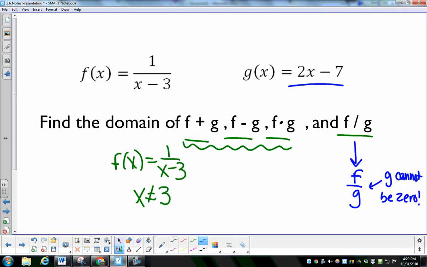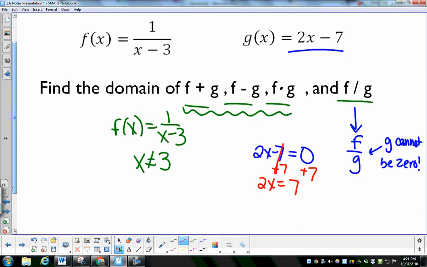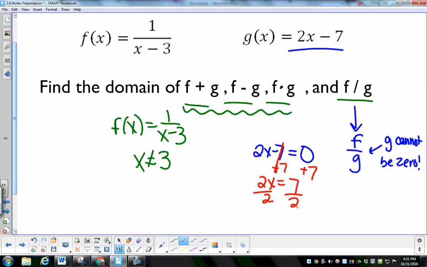So if I take my g of x, which is 2x minus 7, let's find out what would make that equal 0. So I'm going to set it equal to 0, and then find x. That tells me what x would make this function equal 0. So I need to add 7 to each side here. I'm left with 2x equals 7. And then I need to divide by 2. So x is 3.5 or 7 halves. So I know that if x is 3.5 or 7 halves, then g of x ends up being 0.